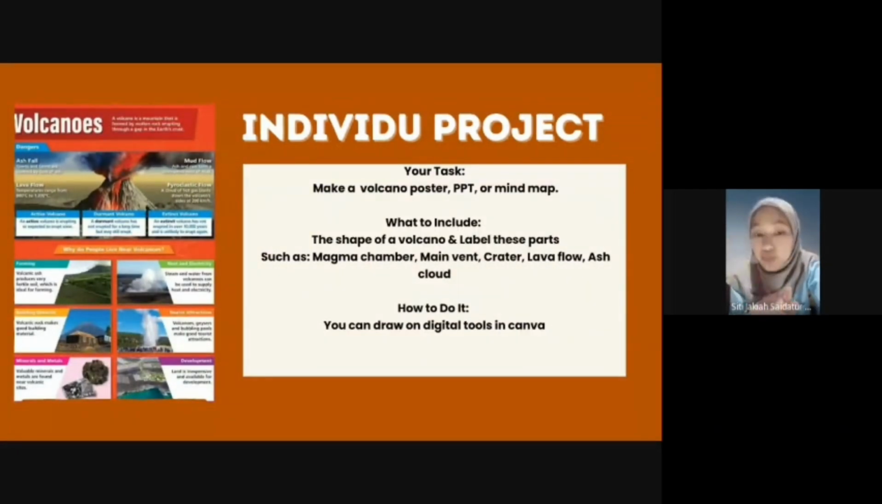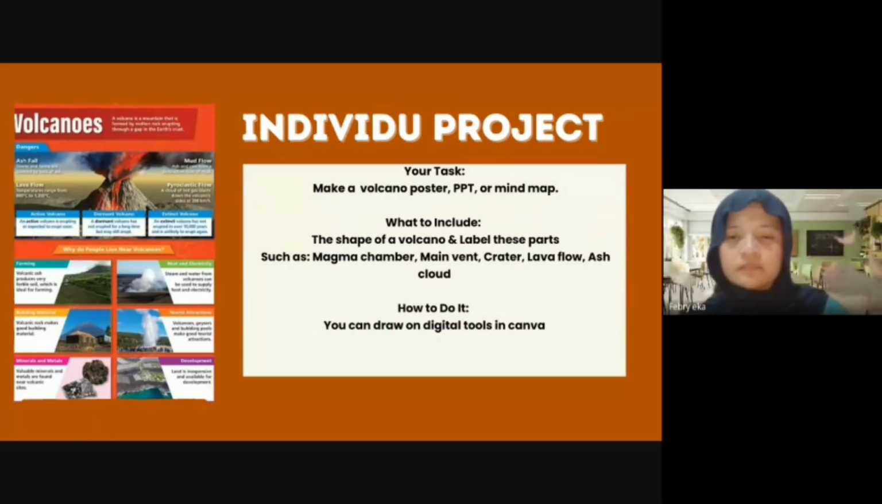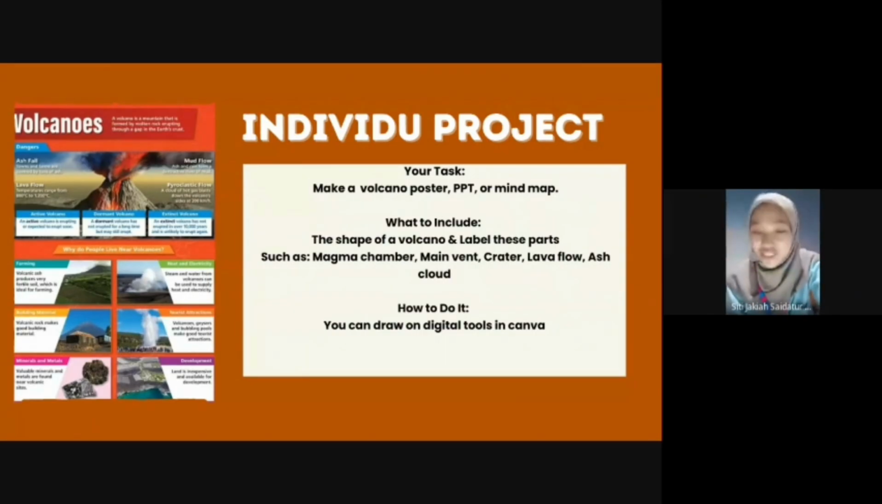You have an individual project, so you need to make a volcano poster or volcano PPT or volcano mind map. In that you need to include the shape of a volcano and label the parts such as magma chamber, main vent, crater, lava flow, and ash cloud. You can also draw on digital tools like Canva. Okay, if you have any questions, you can ask me.